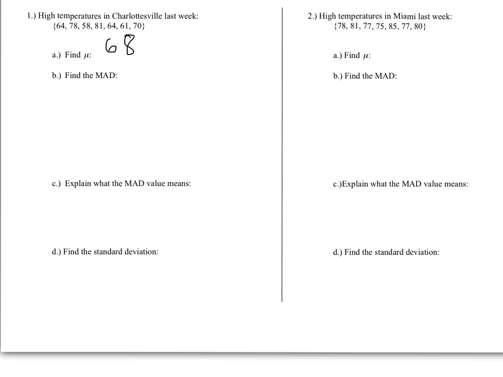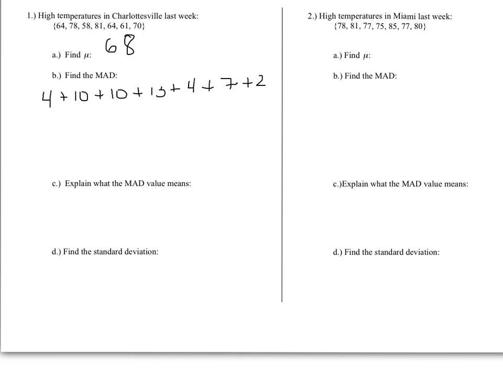All right, so the MAD. Remember, to get the MAD, you subtract 64 minus 68 and find the absolute value. So all of those numbers are going to be positive. 64 minus 68 is negative 4, but the absolute value of negative 4 is 4. The next one, 78 minus 68 is 10. And 58 minus 68 is negative 10, but the absolute value is positive 10. 81 minus 68 is 13. 64 minus 68, again, absolute value gives us 4. 61 minus 68 gives us 7 in absolute value, and then 70 minus 68 is 2.